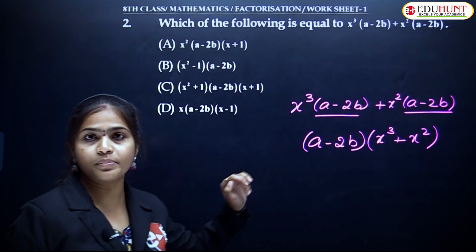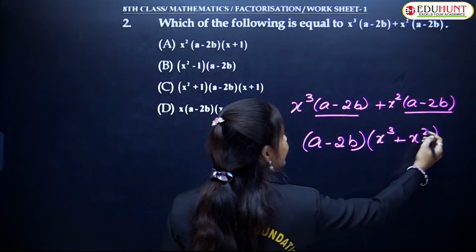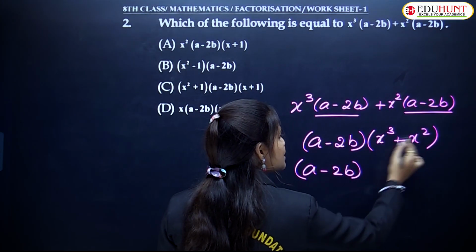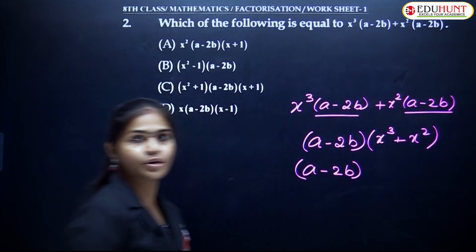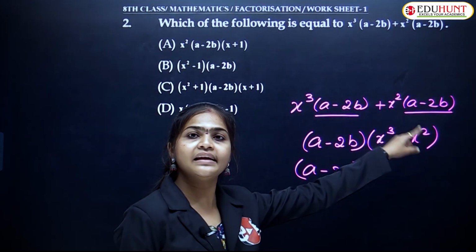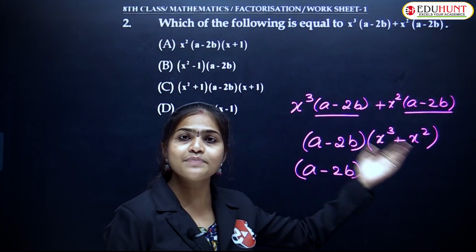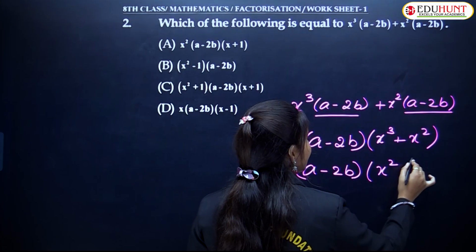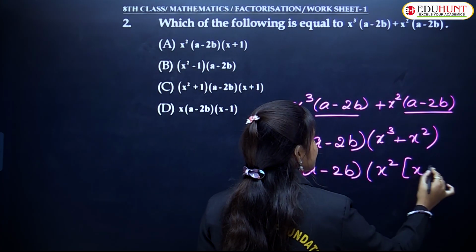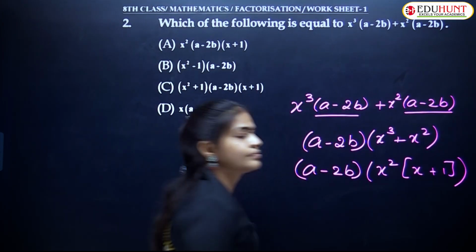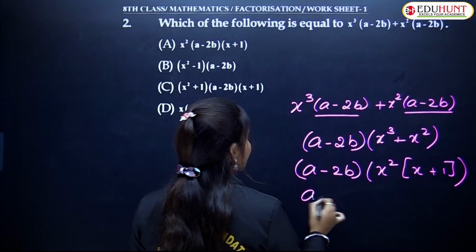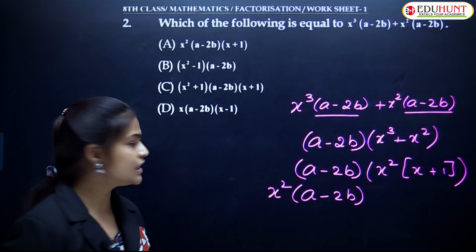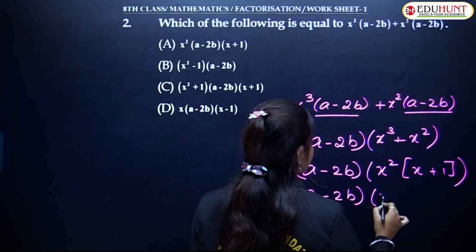Again we can take a common factor. Here x cube is there, here x square is there. So we can write this as a minus 2b into, from these two terms x square is in common, right? Here x is 3 times, here x is 2 times. So how many times is in common? 2 times is in common. So we can take x square as common. Still here x is there, so x plus 1. Understand? So finally we can write this as x square into a minus 2b into x plus 1.